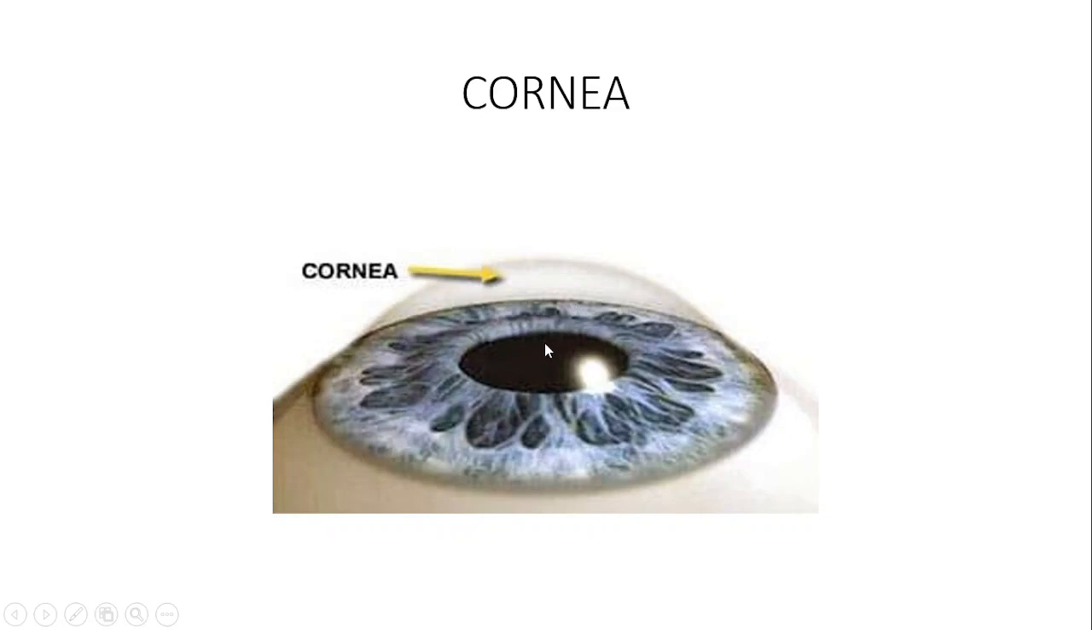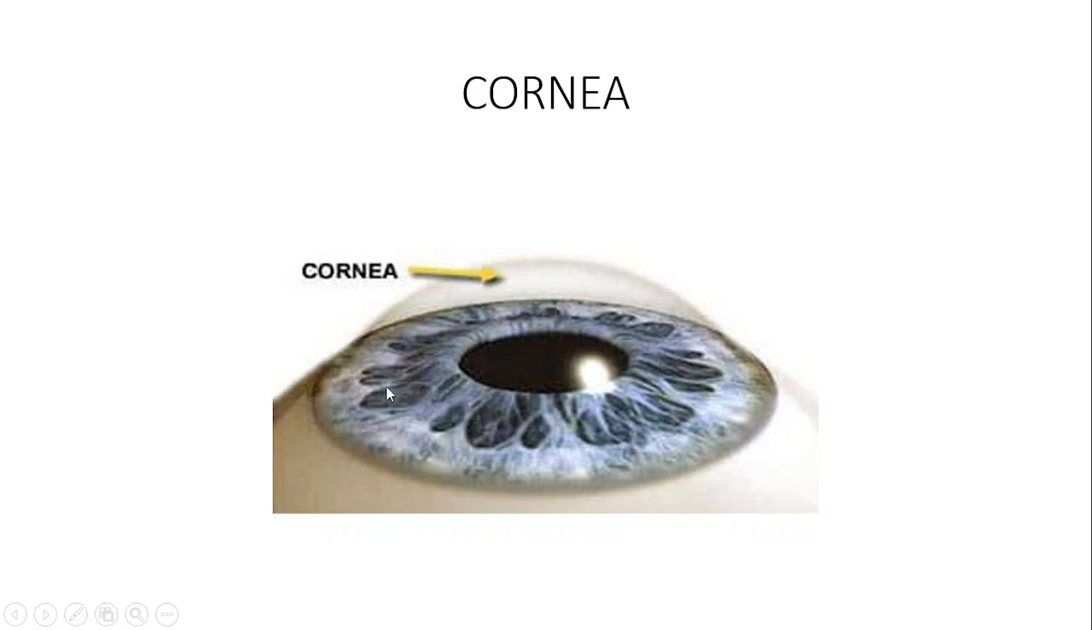Okay, but remember, between the cornea and the iris, there is a space. Okay, that space is known as the anterior chamber. For that space to remain the way it is, it contains a liquid, a fluid, and that fluid is known as aqueous humor. Aqueous humor. Okay, so that is the cornea and this is the iris.